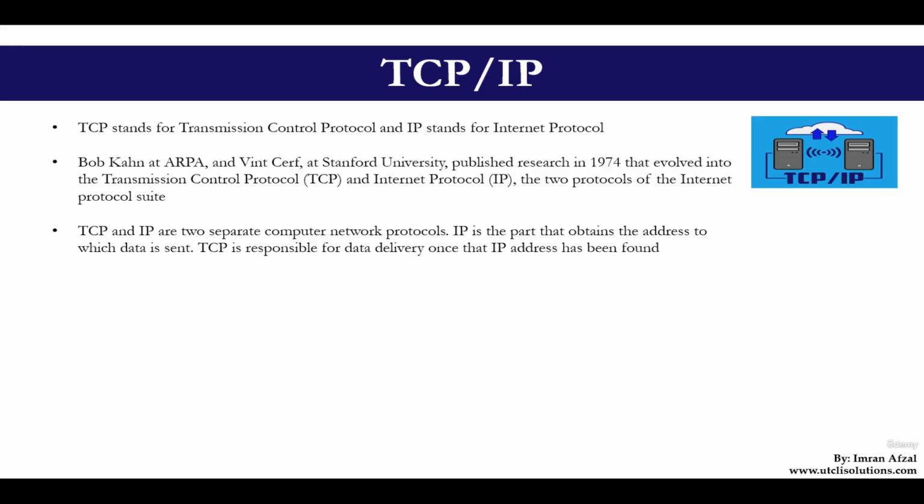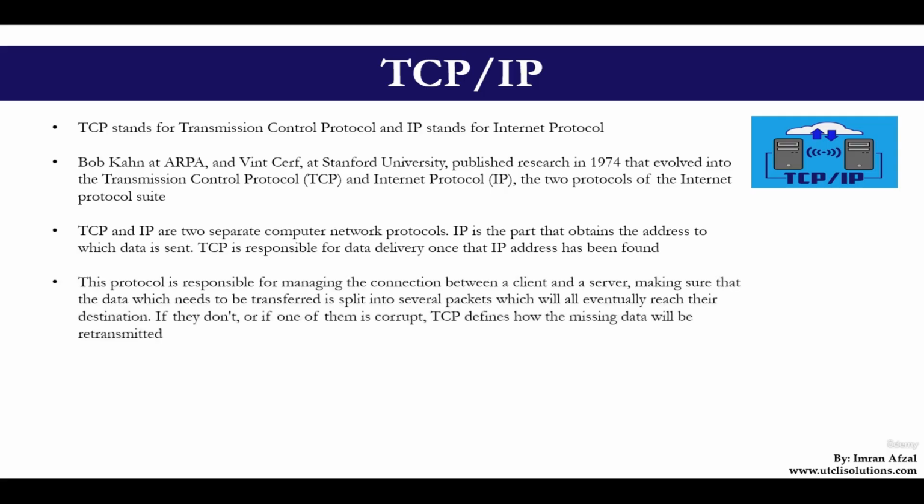All right, TCP and IP are two separate computer network protocols. IP is the part that obtains the address to which the data is sent. So you have to know the address where to send, and that's the responsibility of IP. Whereas TCP is responsible for data delivery once that IP has been found. This protocol is responsible for managing the connection between a client and a server, making sure that data which needs to be transferred is split into several packets which will all eventually reach their destination. If they don't, or if one of them is corrupt, TCP defines how the missing data will be retransmitted.